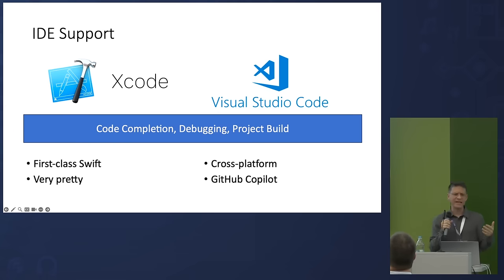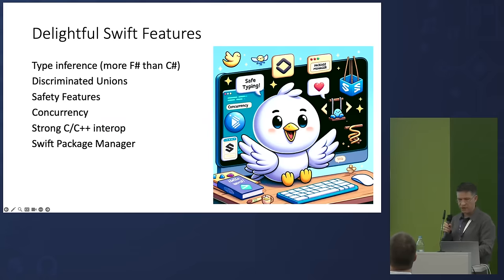In terms of IDEs, there's two big IDEs: Visual Studio Code, if you're into that and you want GitHub Copilot, or Xcode, which I happen to think is very, very pretty. Some people say it's a buggy and old IDE, but I don't think they've tried it in the last few years. It's really a delight to use. But if you like VS Code, by all means, go use VS Code.